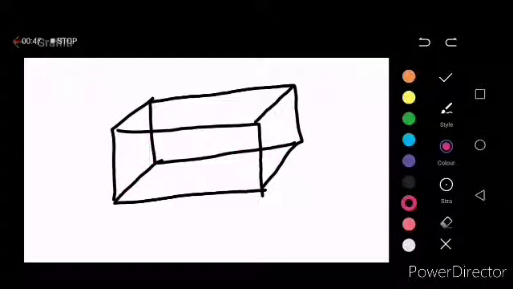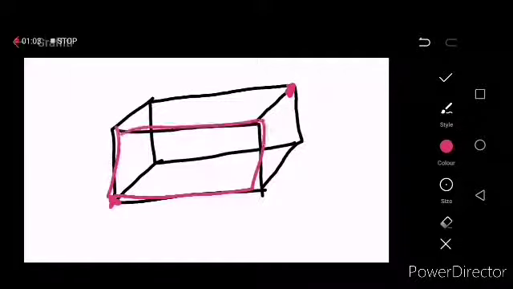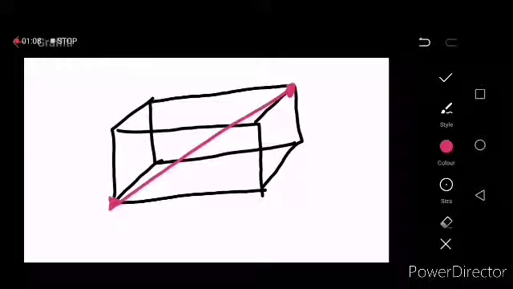Meron ding diagonal ang mga solid. For this one, the diagonal is the line being formed by two non-coplanar vertices. This is a vertex, correct? This is also another vertex which is not on this front plane. Correct? So, pag kinonect ko yan at saka ito, we call it diagonal of the solid. Meron pang ibang diagonals dyan. Pwedeng ito, tsaka to, forming a straight line is also a diagonal. So, in this solid, we can have four distinct diagonals.